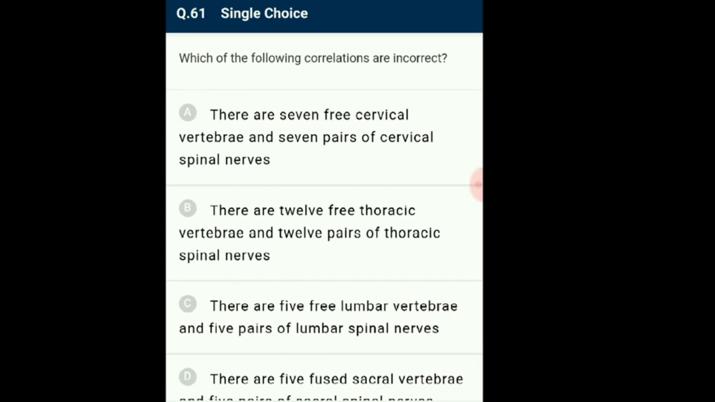Thus, there are 31 pairs of spinal nerves and all are mixed. So the incorrect correlation is that there are 7 free cervical vertebrae and 7 pairs of cervical spinal nerves. This statement is the incorrect one. The remaining statements are correctly given. So the correct option for this question is option A.